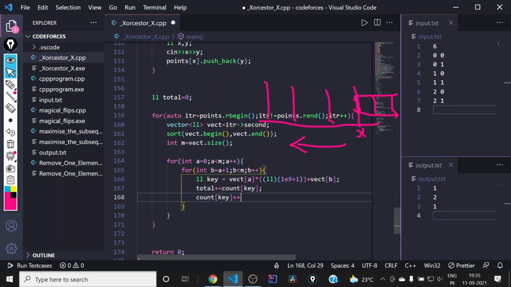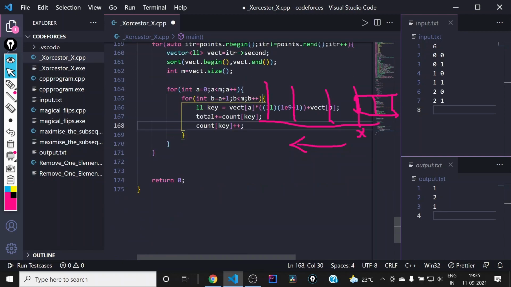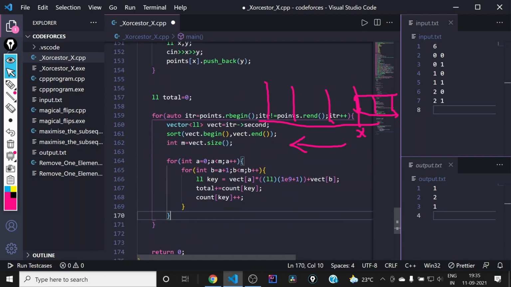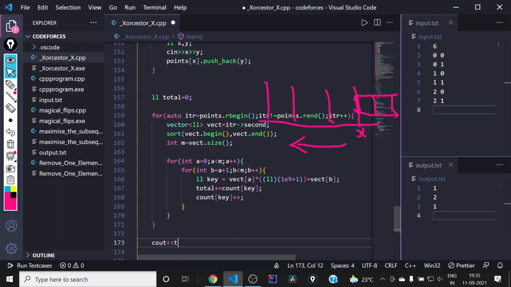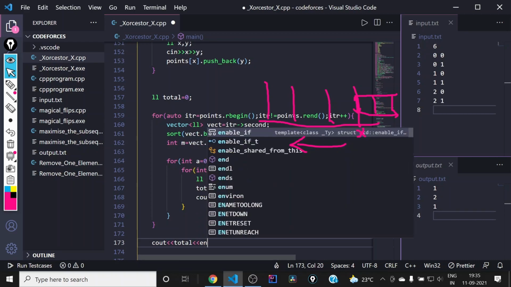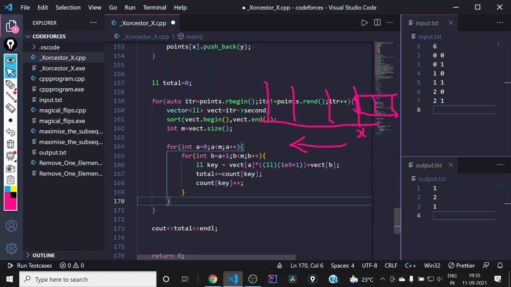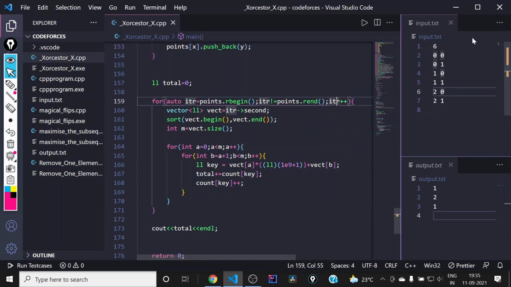So we can increment it by one since we are encountering a comma b. After processing this loop, we have got the total number of rectangles, and this should give us the answer. So we can try it on the sample test cases.